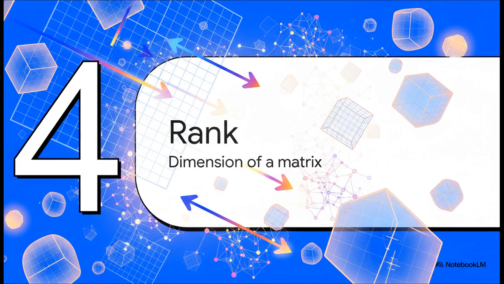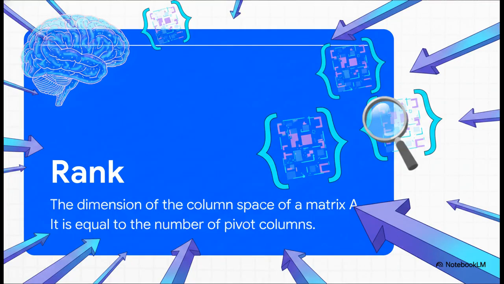Now let's build on that idea to define a very closely related concept, one that focuses specifically on the matrix itself. This is the rutba, or the rank of a matrix. The rank of a matrix is simply the dimension of its column space. So what does that mean in practice? It's just the number of pivot columns in that matrix.